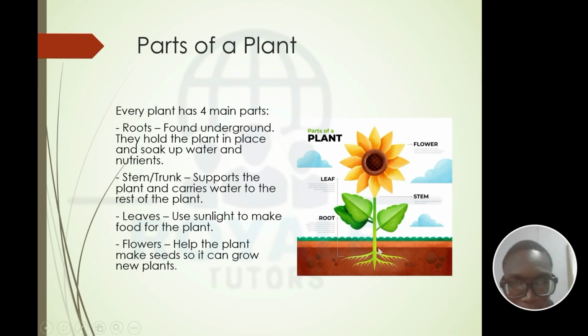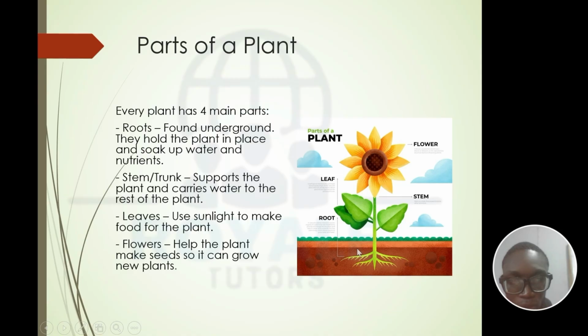Now, if you see this diagram here, you would see the labels of all these parts that we talked about. Look at the roots. This is the root here, from this part to this part inside the ground. This is the stem, this long green thing. And of course, these are the leaves. And then you have the flowers here. This is like a sunflower plant. That's a beautiful sunflower plant, actually. Okay, so now the roots.